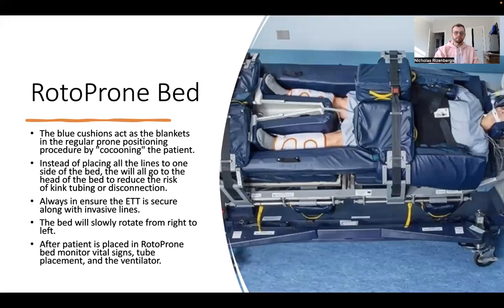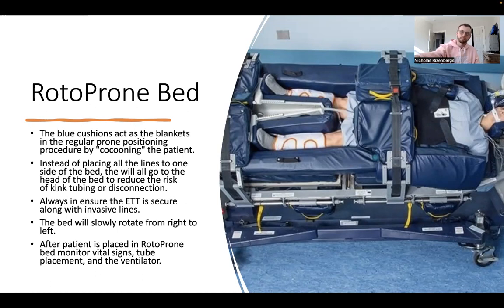Rotoprone bed. This is essentially a mechanical device that does the proning on its own a little bit, and it helps that blood flow. You see the blue cushions around, they act as the blankets that cocoon the patient. They're already doing that for us. Instead of placing all the lines to one side of the bed, they will go to the head of the bed to reduce the risk of kinked tubing or disconnection.